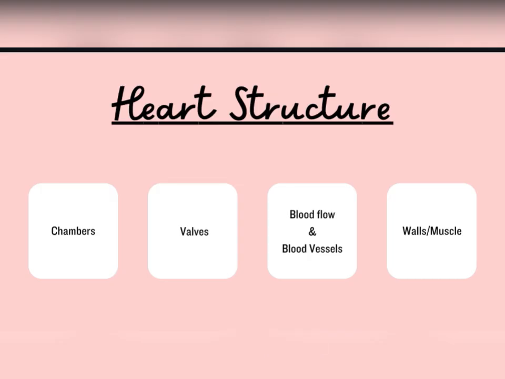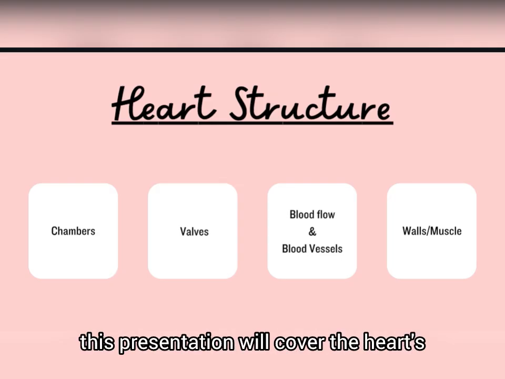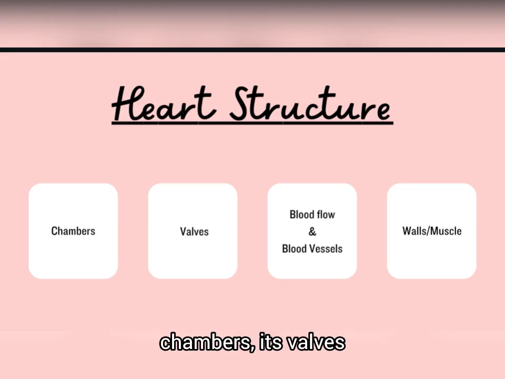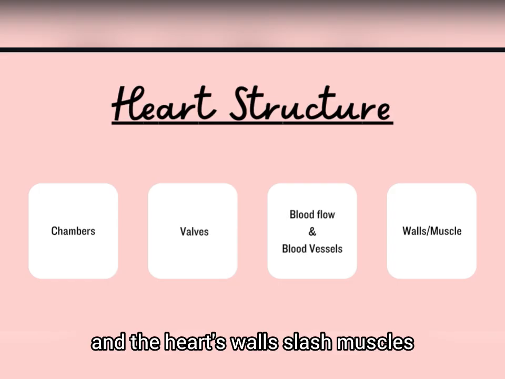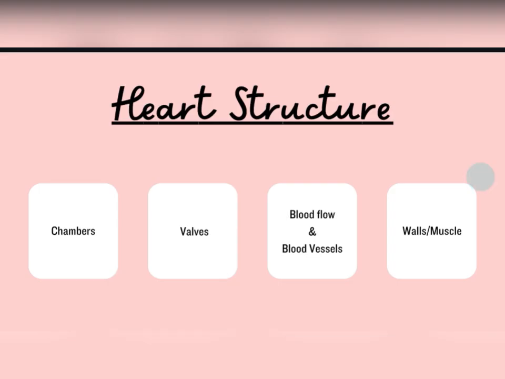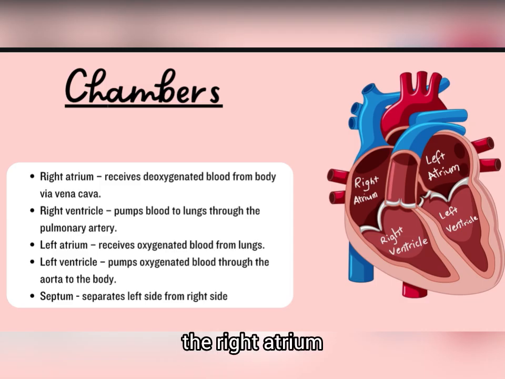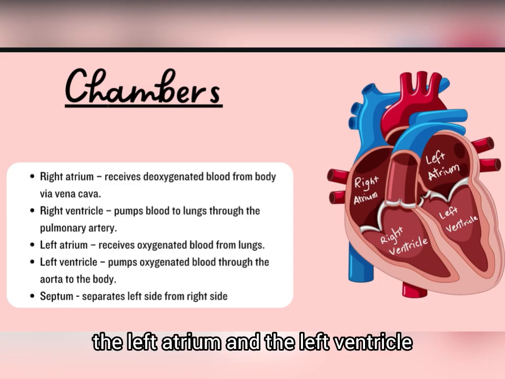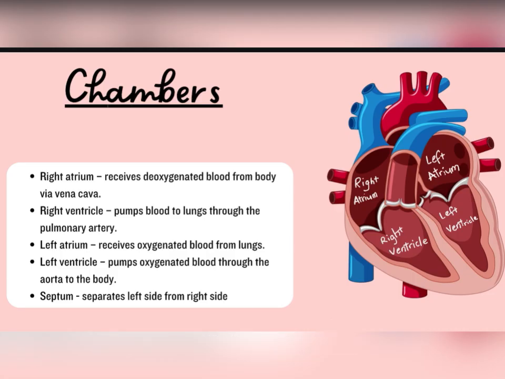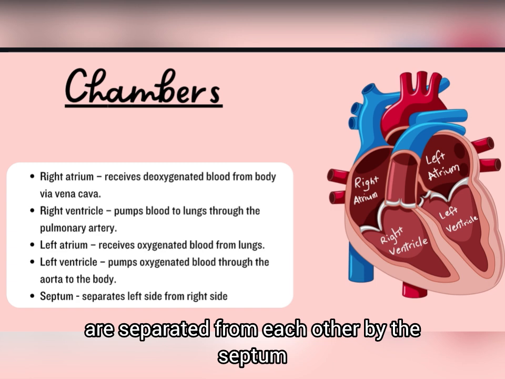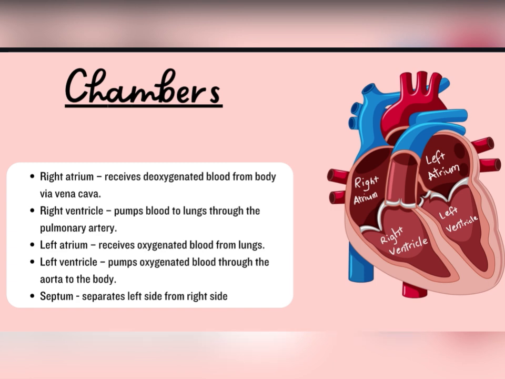Heart structure. In terms of heart structure, this presentation will cover the heart chambers, its valves, blood flow and blood vessels, and the heart's walls/muscles. The heart has four chambers: the right atrium, the right ventricle, the left atrium, and the left ventricle. Both sides of the heart, the left and right side, are separated from each other by the septum.